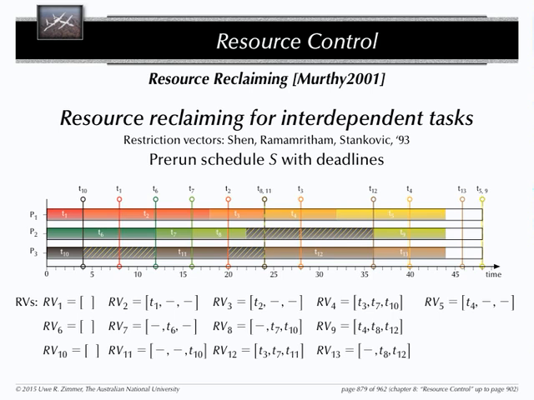What does that mean? For example, look at the very last one. Our restriction vector for task number 13. On the same CPU, my task number 13 is of course dependent on task number 12 because that's the task which is to be scheduled right before that.